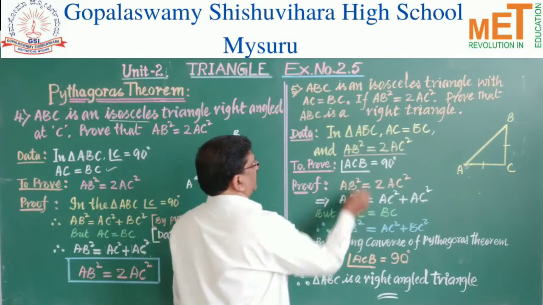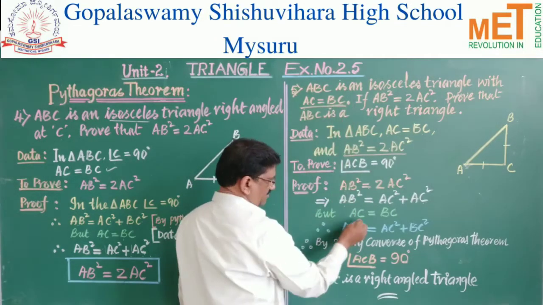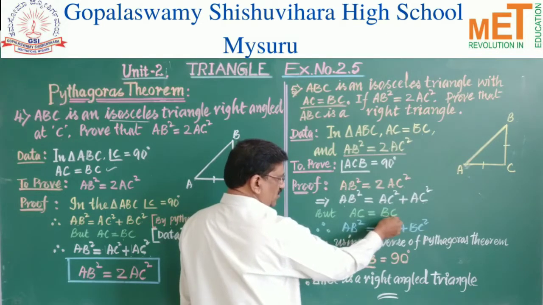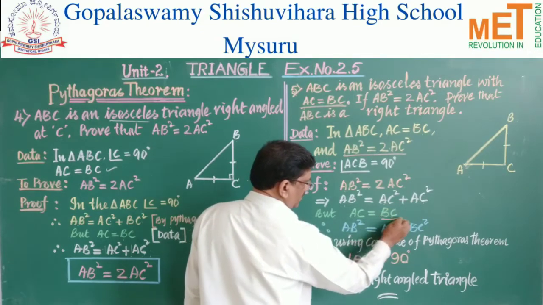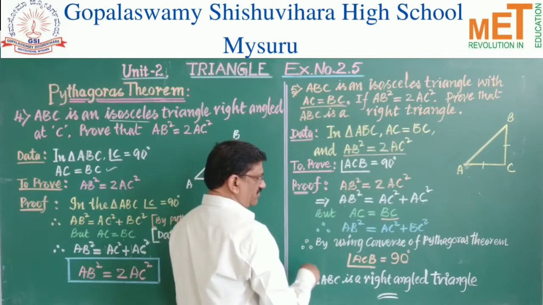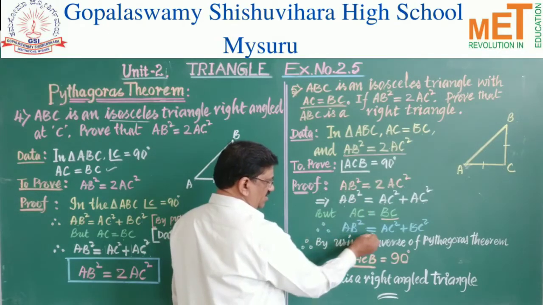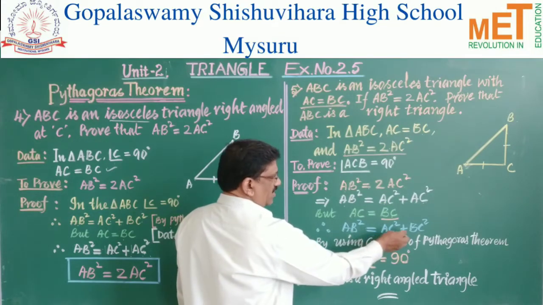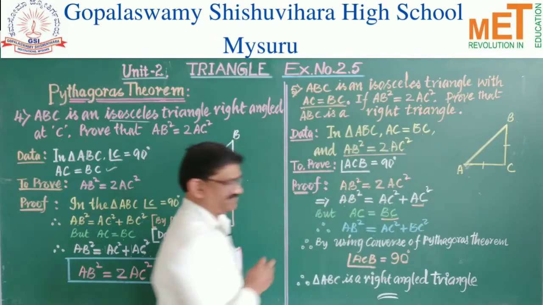But it is isosceles triangle with AC is equal to BC, another condition. So in one of the places of this AC, can we substitute BC? Yes. Then what happens, you see, children, this equation becomes AB square is equal to, I will keep this AC square as such, the first one, plus this AC square I am replacing by BC.